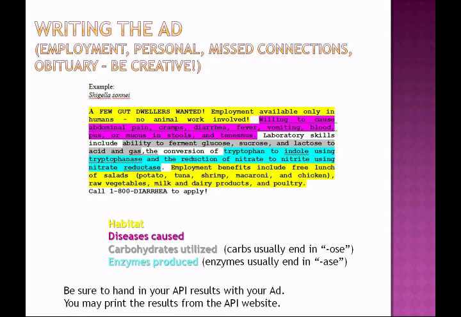And finally, the enzymes produced are in blue. Enzymes usually end in "-ase". And again, your results are going to come from your API 20E. Here you can see that Shigella sonnei produces tryptophanase. Tryptophanase breaks down tryptophan to indole. And this organism also produces nitrate reductase, which reduces nitrate to nitrite.